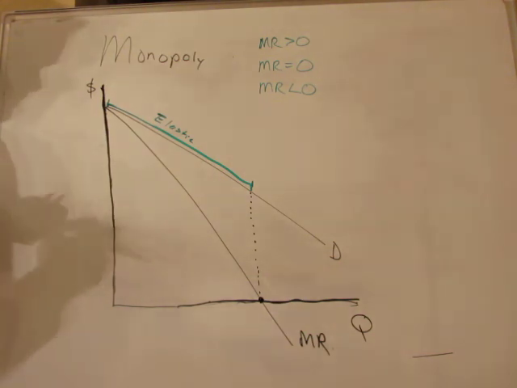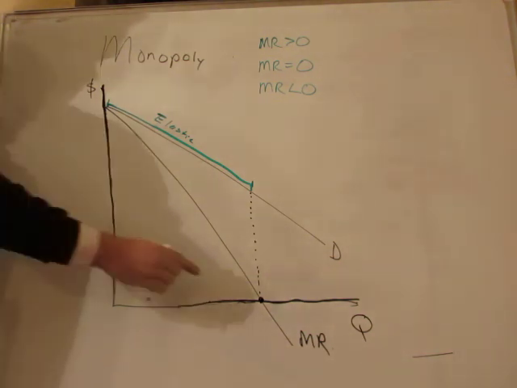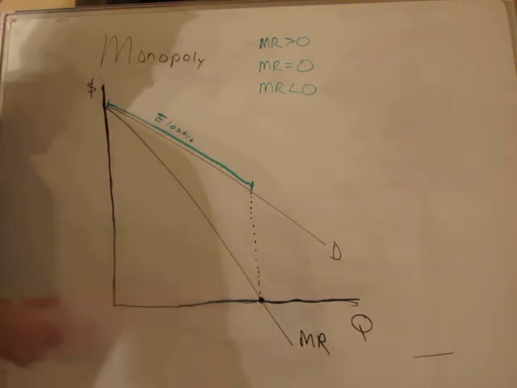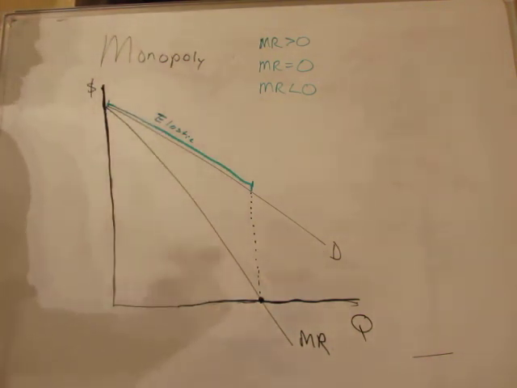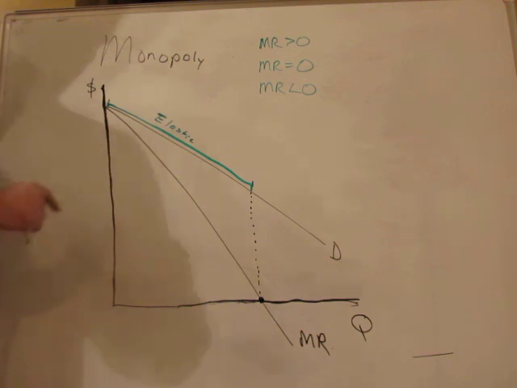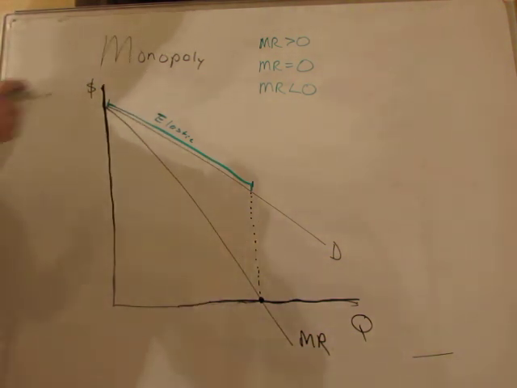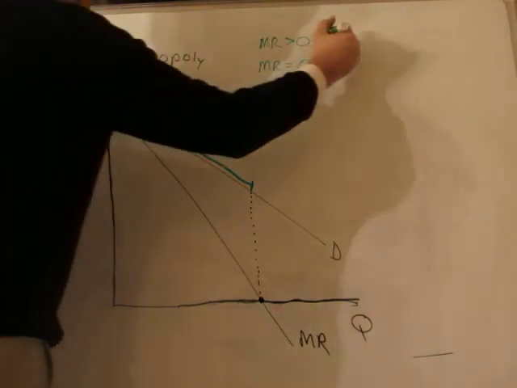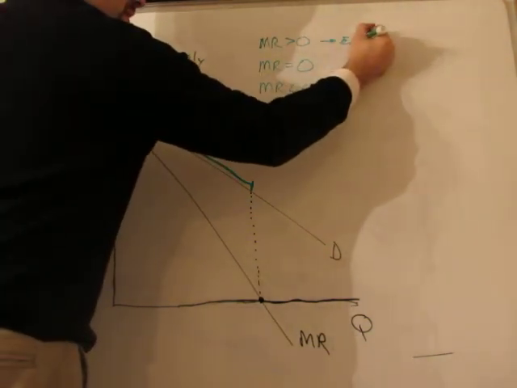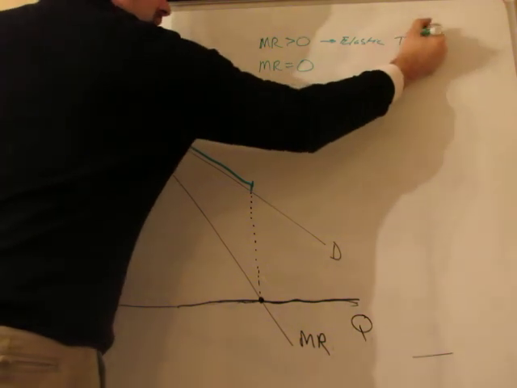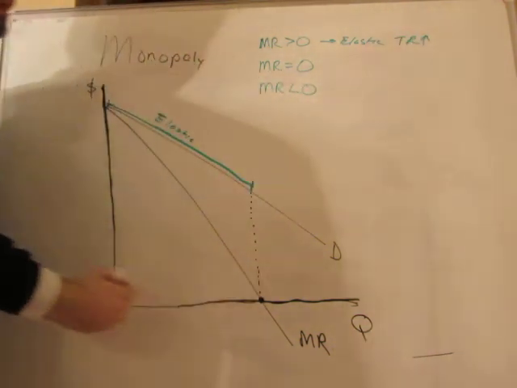Alright, so marginal revenue, as long as it's positive, is increasing total revenue. Marginal revenue means the revenue of the next unit sold. Alright, so if we sell one more unit and we get marginal revenue, that is adding to our total revenue. So as long as marginal revenue is positive, we are in the elastic portion of our demand curve. So marginal revenue greater than 0 means elastic, and it also means total revenue is increasing as we cut the price.